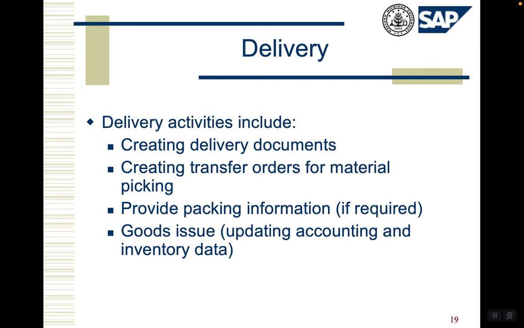The delivery is the next major step. So delivery activities are we create a delivery document, we transfer orders to move the material to where it needs to go. We then pack it if needed, and then ultimately we end the delivery with what we call the goods issue. The goods issue is the point where we actually transfer the goods from our custody, our ownership, to the customer's ownership, and we generate an accounts receivable entry in our accounting systems.